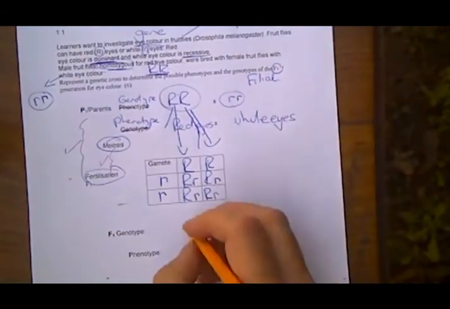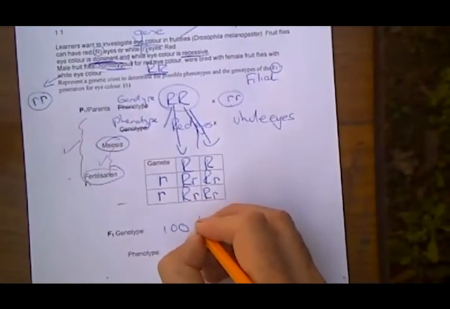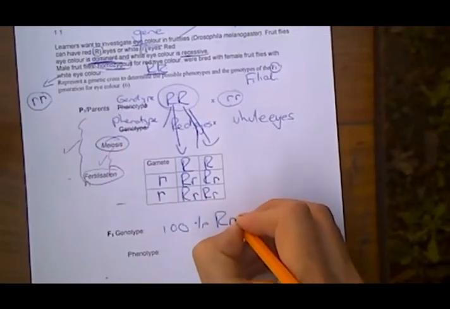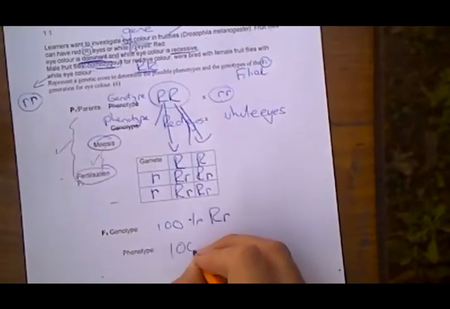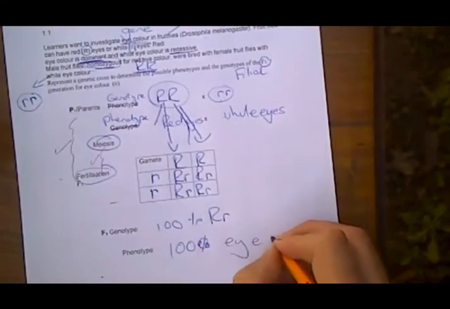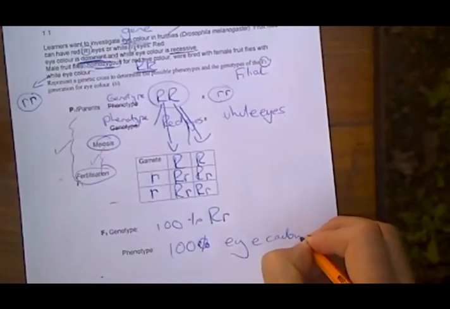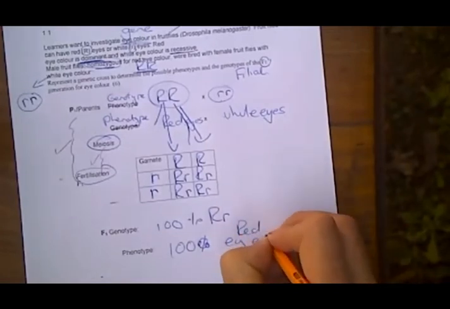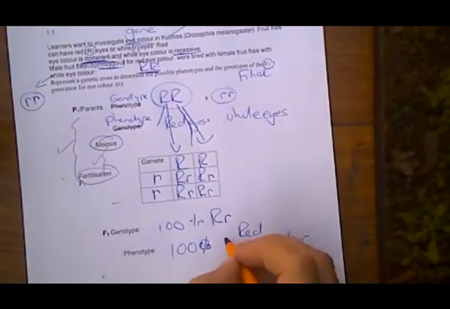So what are my genotypes? They are 100% capital R, small letter r. That means that they are all going to be 100% for eye color. Which eye color? Red eye color, because capital R is dominant over small letter r, so red is dominant over white.